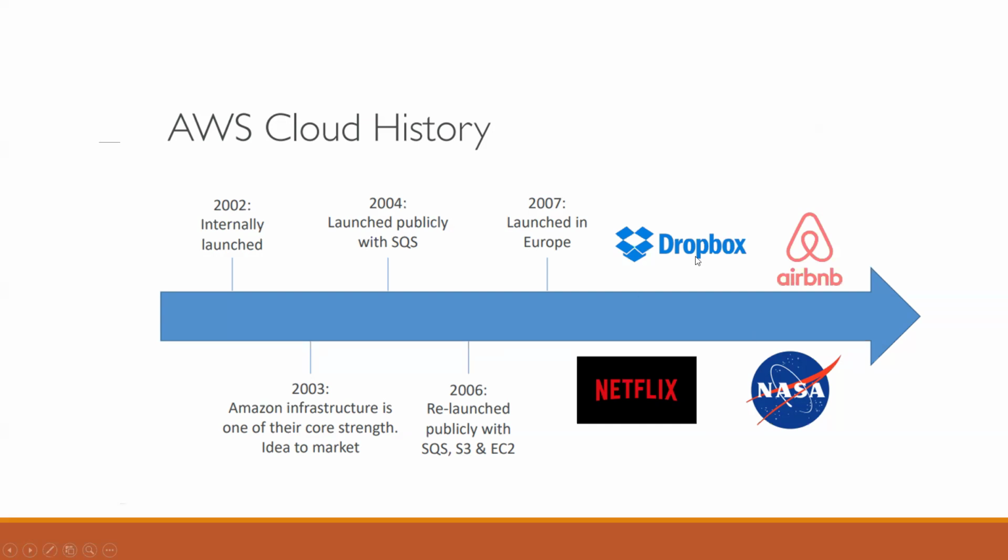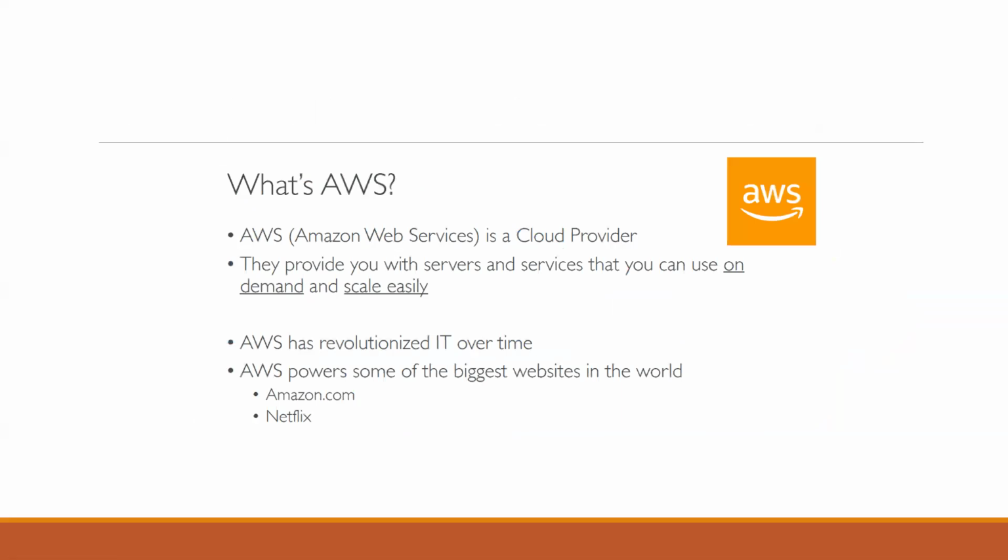So what are the use cases? Dropbox, Airbnb, NASA, Netflix, these all are using the AWS cloud. What is AWS? AWS is a cloud provider. They provide you with servers and services that you can use on demand and scale easily. AWS has revolutionized IT over time. AWS powers some of the biggest websites in the world. Amazon, Netflix, these are all deployed on AWS only.